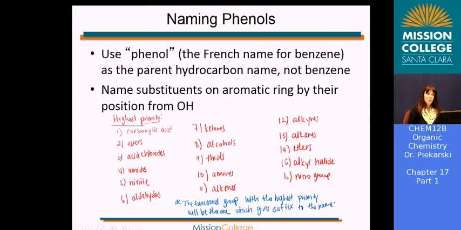Now you may be wondering, well, how did IUPAC come up with this list? Is there any rhyme or reason? Really, there's no rhyme or reason to the order of this list. The only thing I can tell you is that generally speaking, the more oxidized groups tend to have a higher priority.